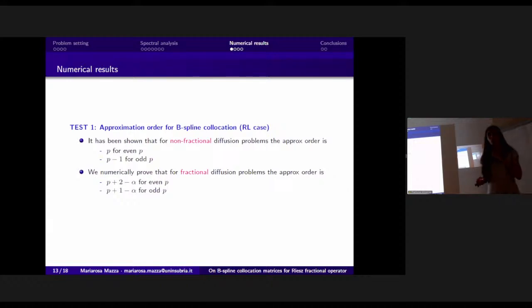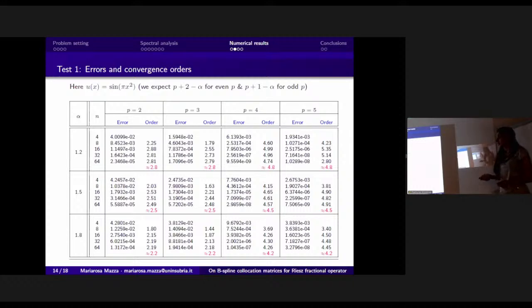What we know from non-fractional diffusion problems is that the approximation order for a B-spline collocation is expected to be p for even p and p minus 1 for odd p. What we have shown numerically is that for our fractional problem, the order goes as p plus 2 minus alpha for even p and p plus 1 minus alpha for odd p. And this is, of course, consistent with the non-fractional case. As highlighted here in this table, where the solution is this non-polynomial smooth function here. For instance, for p equal to 4 and alpha equal to 1.2, the order that we get is 4.8, which is exactly p plus 2 minus 1.2.